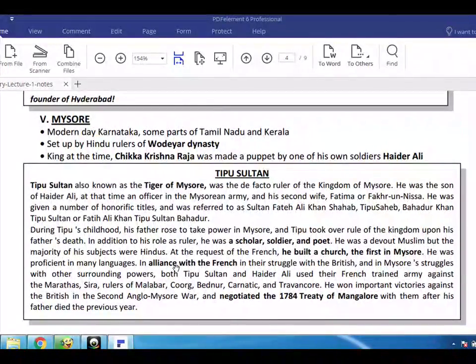In alliance with the French in their struggle with the British, and in Mysore's struggles with other surrounding powers, both Tipu Sultan and Haider Ali used their French-trained army against the Marathas, Surat, rulers of Malabar, Kodagu, Bednur, Carnatic, and Travancore. He won important victories against the British in the Second Anglo-Mysore War, and negotiated the 1784 Treaty of Mangalore with them after his father died the previous year.